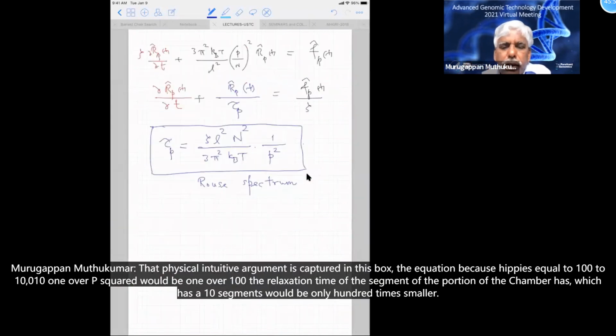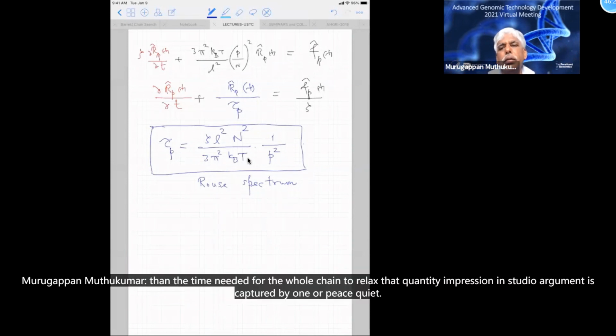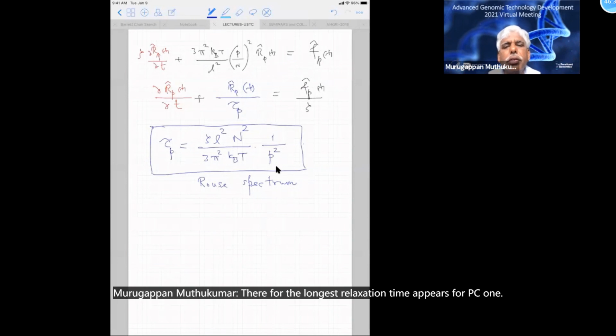That physical intuitive argument is captured in this boxed equation, because if P is equal to 10, 1 over P squared would be 1 over 100. So the relaxation time of a portion of the chain which has 10 segments would be only 100 times smaller than the time needed for the whole chain to relax. That quantitative intuitive argument is captured by the 1 over P squared term. Therefore, the longest relaxation time appears for P equal to 1.